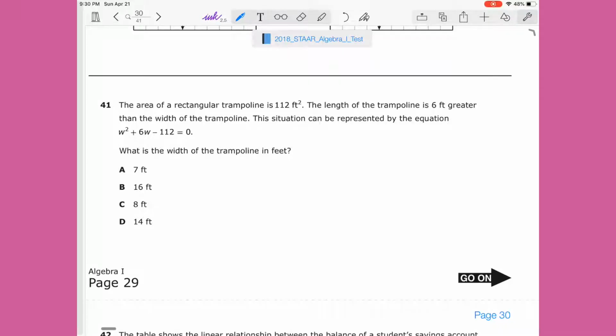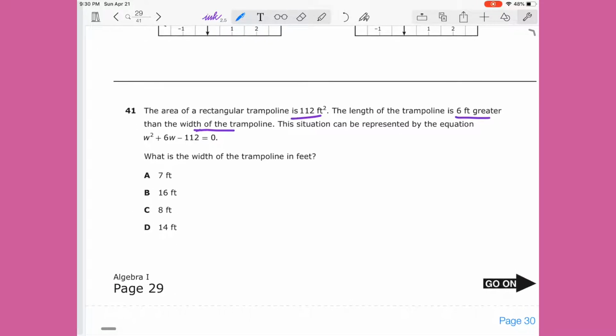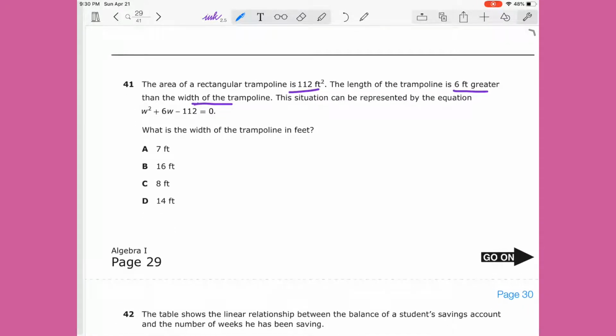Okay, number 41, it says the area of the rectangular trampoline is 112 feet squared. The length of the trampoline is 6 feet greater than the width of the trampoline. And this situation is represented by the equation given, w squared plus 6w minus 112 is equal to 0. What is the width of the trampoline in feet?